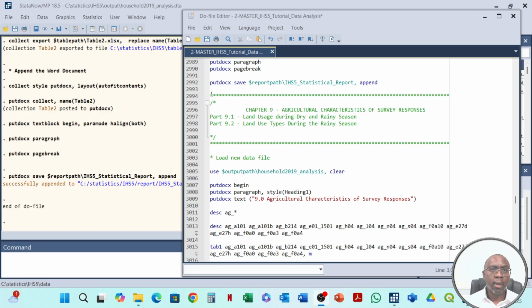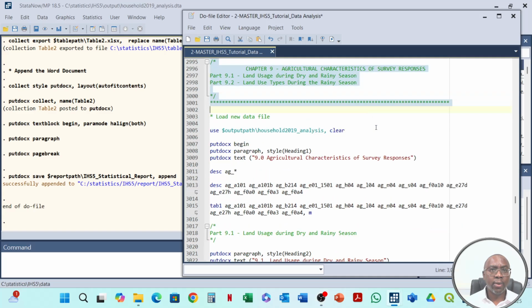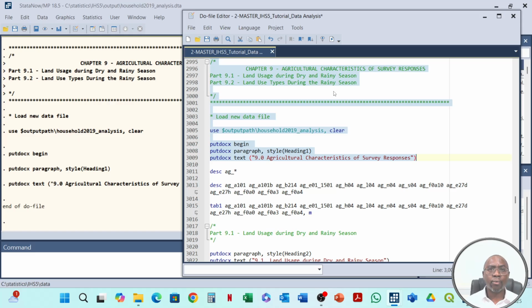Okay, and of course, as we've been doing previously, we're going to load our data set and then also open a document and put a heading there that this is chapter 9. We're looking at agricultural statistics of survey responses.